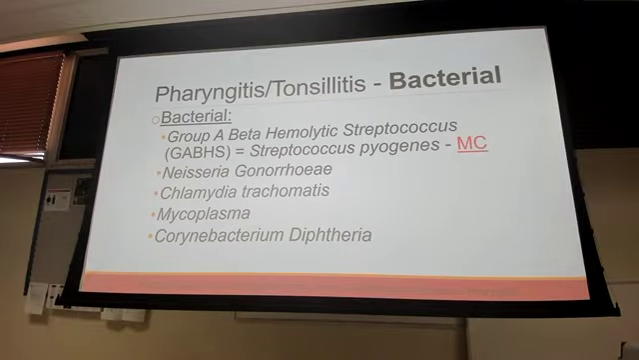And then the treatment for bacterial pharyngitis, tonsillitis. So we can prescribe them symptomatic treatment, but because the cause of this is a bacterial cause, we have to prescribe antibiotics. So most common cause is the group A beta hemolytic strep, also known as Streptococcus pyogenes, and then we went over the Neisseria gonorrhea, chlamydia, mycoplasma, and the diphtheria as well. Those are less common.